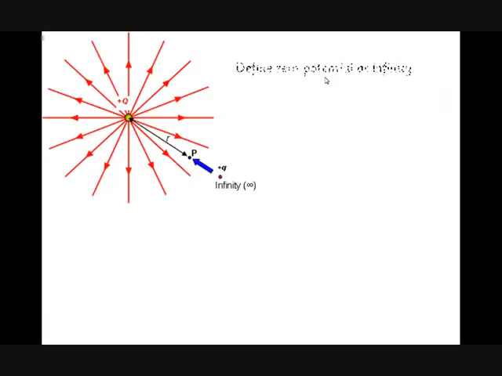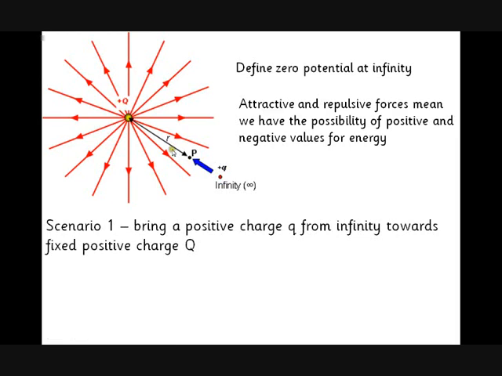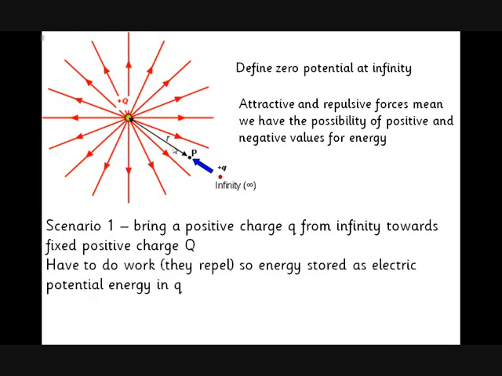So let's do a little bit more of a detailed analysis. We've defined zero potential at infinity, and we know that there's going to be attractive and repulsive forces involved, so we've got to consider the possibility of positive and negative values for energy. So here we have a positive charge plus Q. We're at infinity, and we're going to move it towards our charge of plus Q in the middle here. So our first scenario is bringing a positive charge Q from infinity towards the fixed positive charge, uppercase Q. We've got to do work, so they're going to repel.